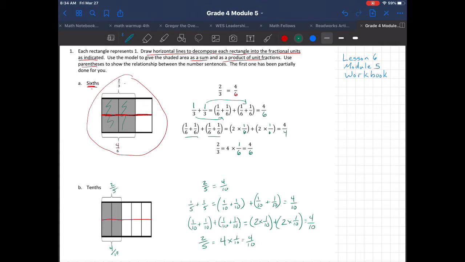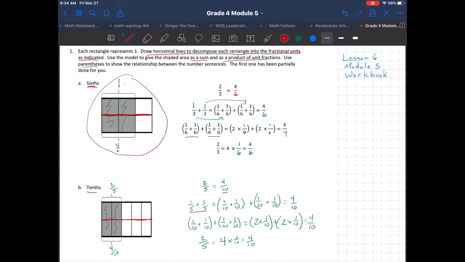So for this video, I have written out all these equations ahead of time so that you don't have to sit and watch me write them. I'll just explain what I wrote. So for this first one, for B, we started out with 2/5. These are the fifths. We wanted to have tenths, so that's why this line got drawn here, so that now I have tenths, and I end up with 4/10 of them shaded. So I wrote the 2/5 equals the 4/10.